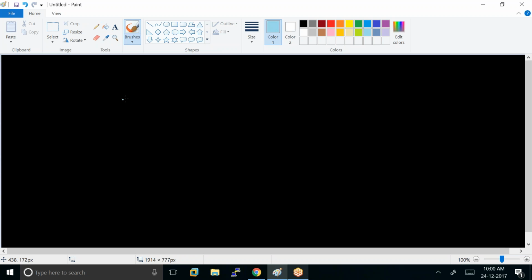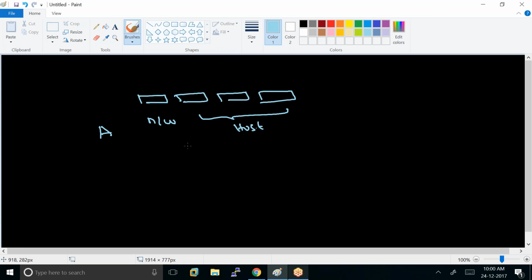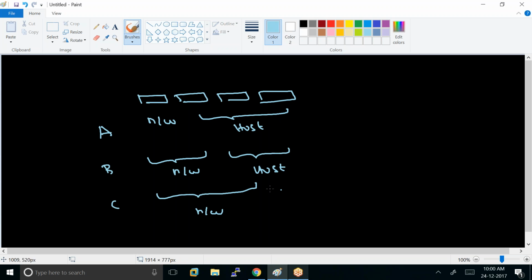Okay. For each and every class, some bytes have been reserved for network and some bytes have been reserved for host. For class A, the first byte is for network, the remaining 3 bytes are for host. And for class B, the first 2 bytes are reserved for network and the remaining 2 bytes are reserved for host. And for class C, the first 3 bytes are reserved for network and the last byte is reserved for host. And for class D, all the 4 bytes are reserved for network address. Okay, this is a fixed network part.